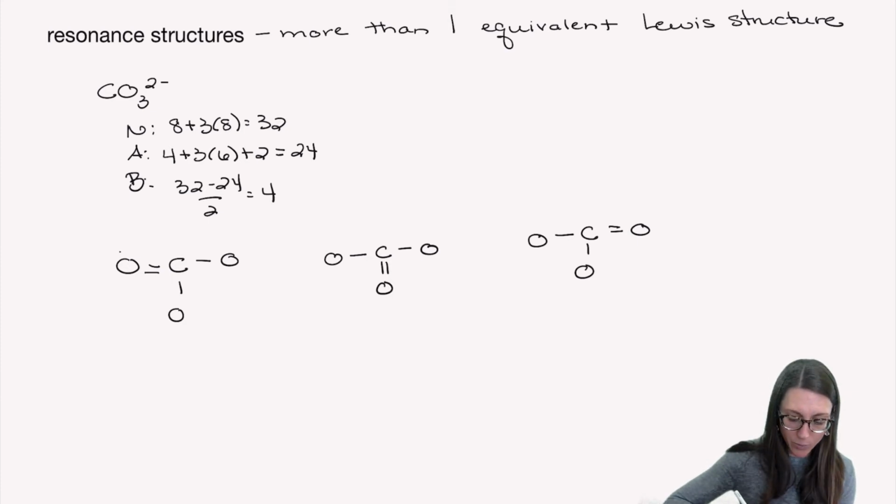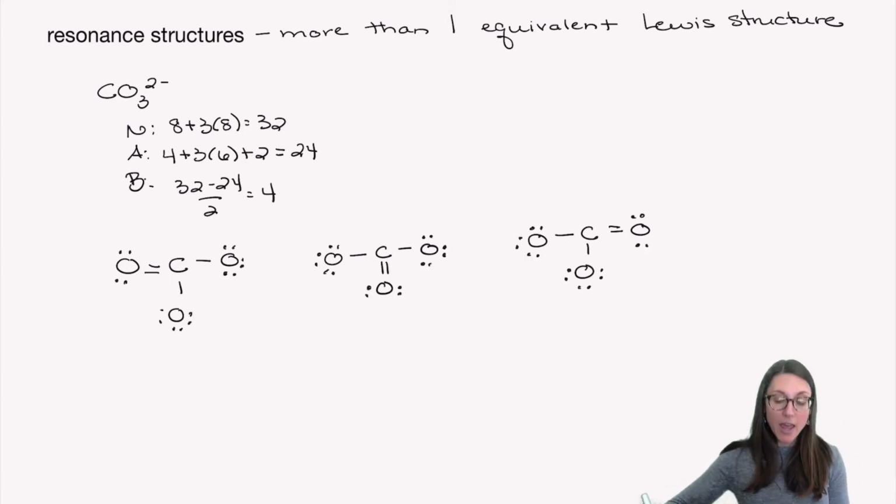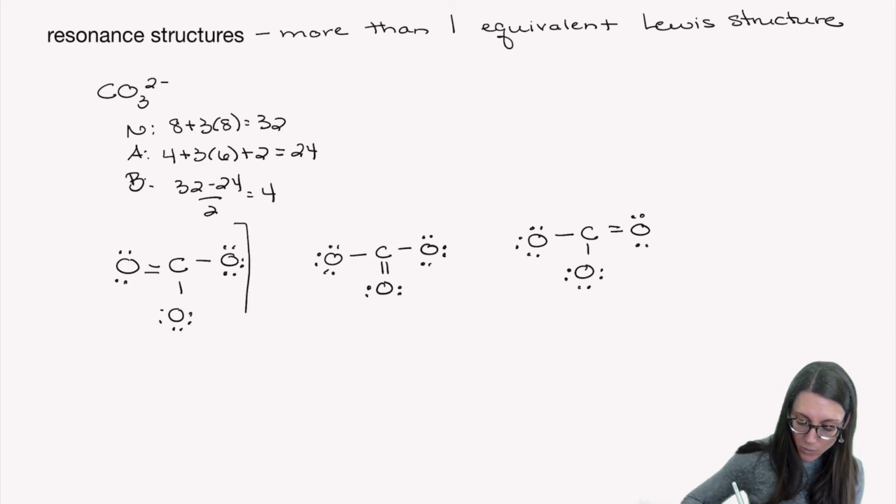We've got to go through and add our lone pairs because we wouldn't be done without that. And each of these, of course, has a charge on it, so it has a minus 2 charge.